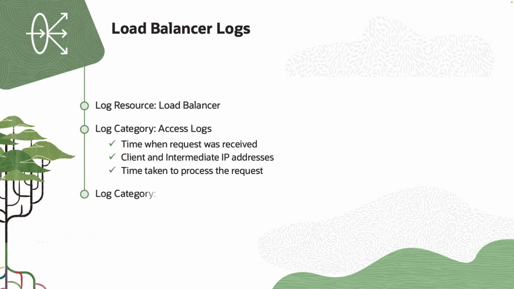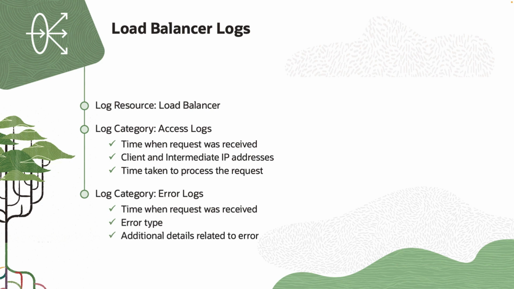The second category is the error log. The error log gives you detailed information for monitoring and troubleshooting. Each error log entry will have information like the time when the request was received, the error type, and any additional details related to the specific error.